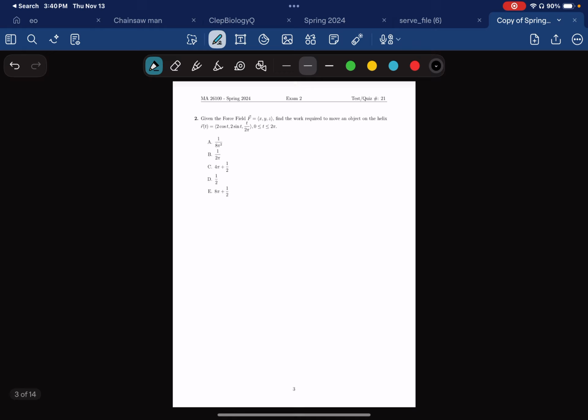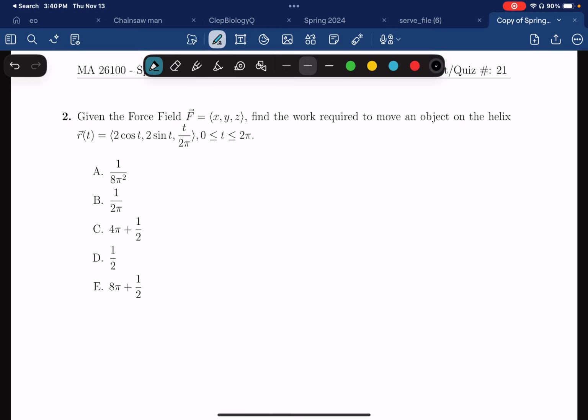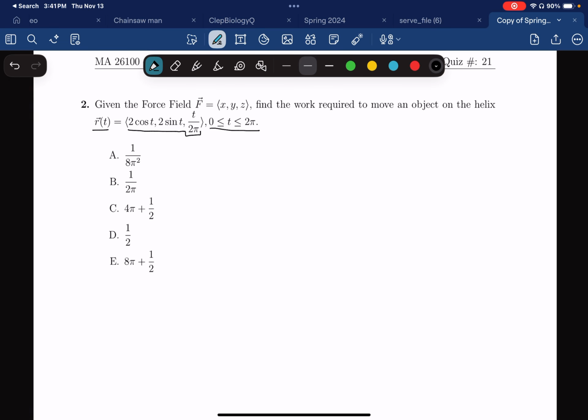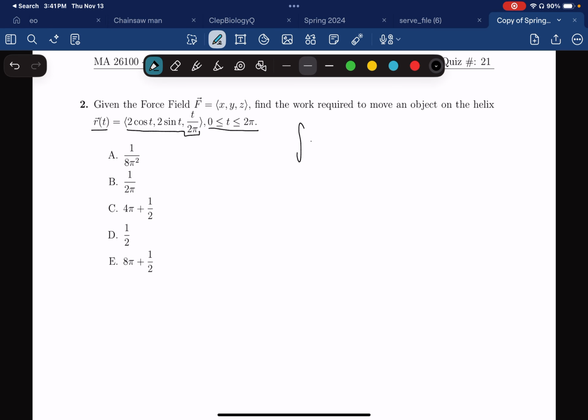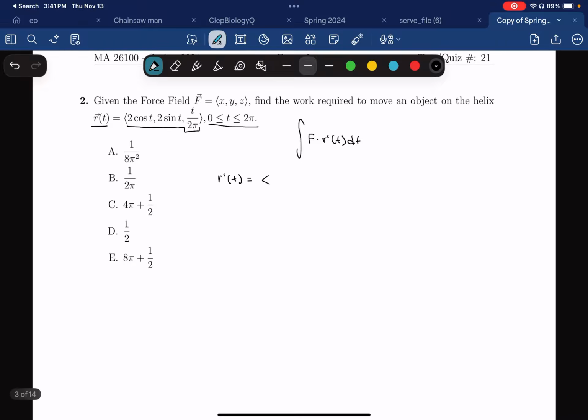Okay, number 2. Given the force field F equals the vector x, y, z, find the work required to move an object on the helix r of t equals 2 cosine t, 2 sine t, and t over 2 pi from 0 to 2 pi. Okay, so for this one, we simply got to find the integral of F times r prime of t dt. So let's start this by finding r prime first. That would be -2 sine of t, 2 cosine t, and this will just be 1 over 2 pi.